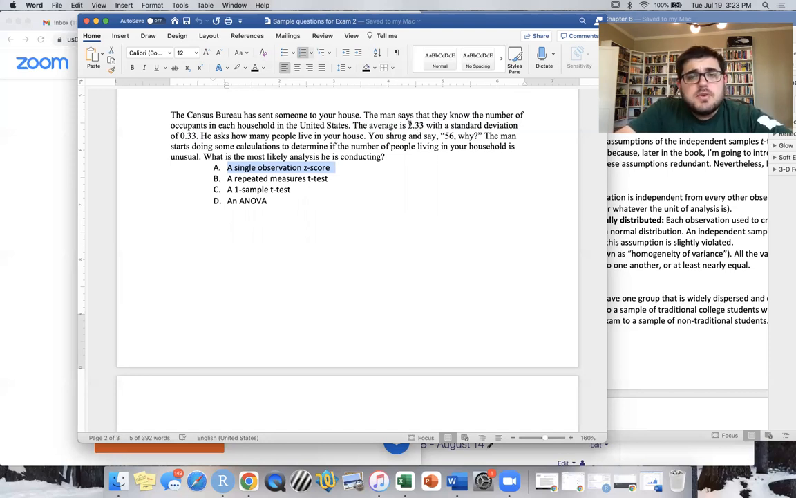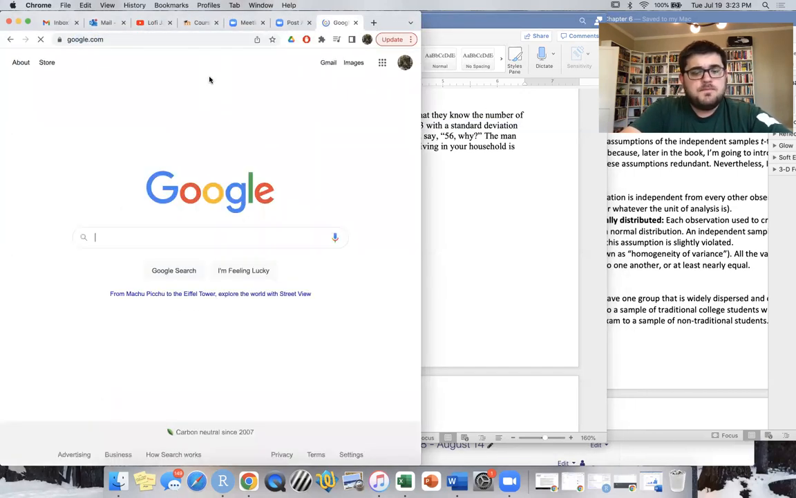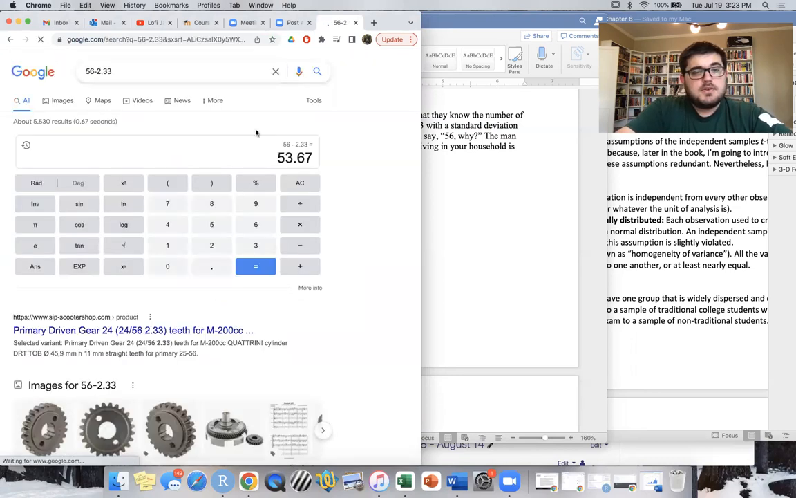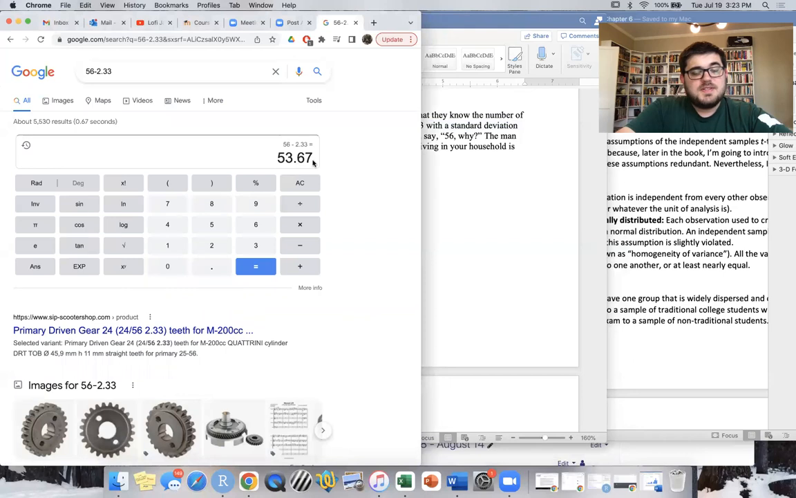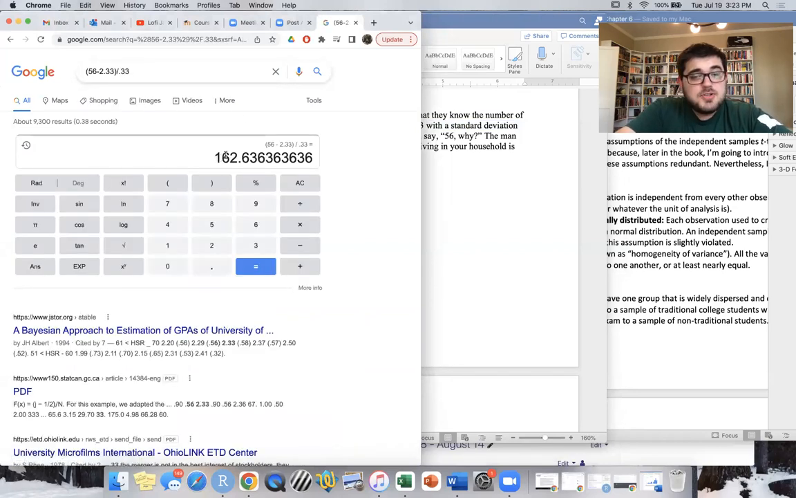So let's see, I'm just curious. 56 minus 2.33. So if you really had a house with 56 people in it, that's 53.67 more people than the average, but you turn that into standard deviation units. So you divide the difference by 0.33. That means you're 162 standard deviations above the mean.